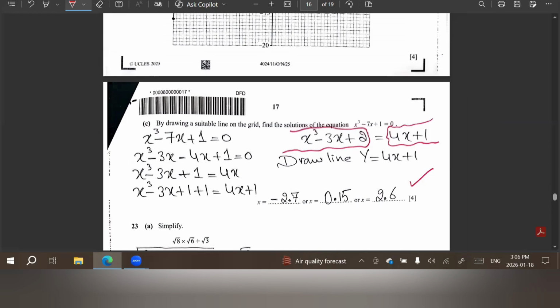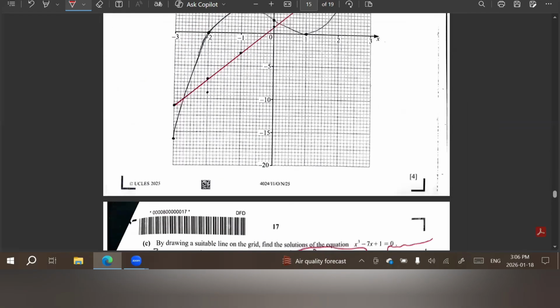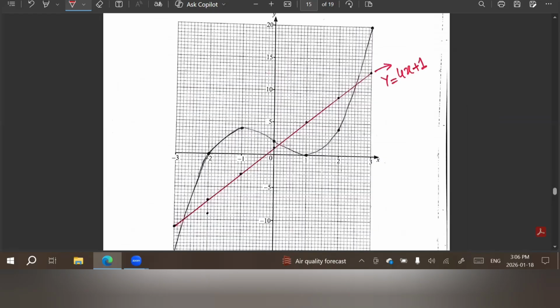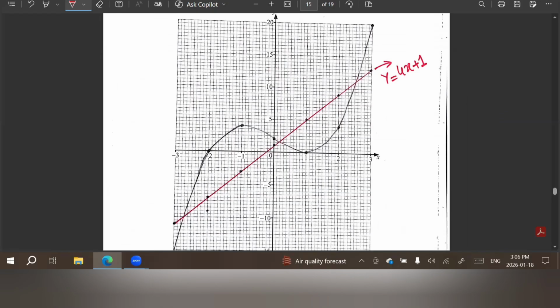So you can see on your graph this red line. This is the line for y equals 4x plus 1. When x is 0, y will be 1. When x is 1, y will be 5. I just plotted these points and drew this red line, which is a straight line. Then I check where it cuts your main graph, and at those points of intersection, I will check the value of x.